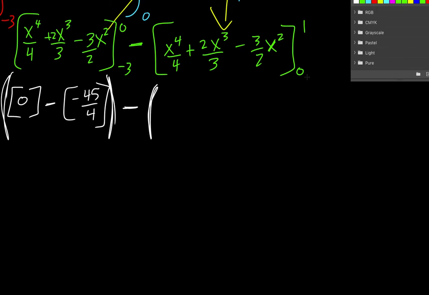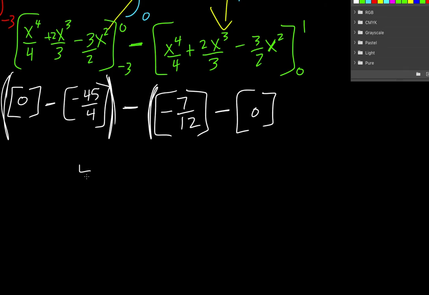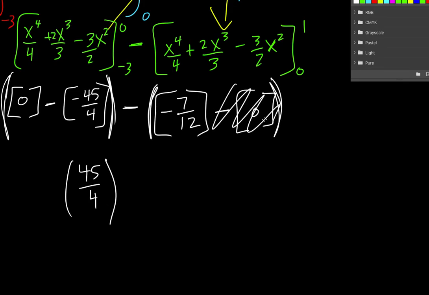Okay, now this one, I plug in a 1, and when I do that, I end up getting -7/12. And then I subtract that when I plug in a 0, and just like over there, it's a 0. Okay? So right here we have negative, negative, so that becomes 45/4. Right here, this doesn't really matter, and we have negative, negative again, so we have 7/12.